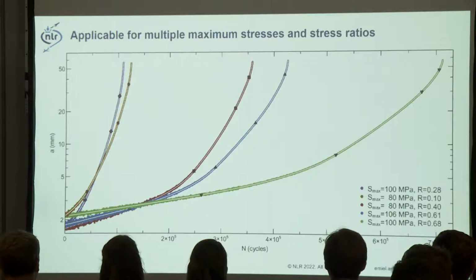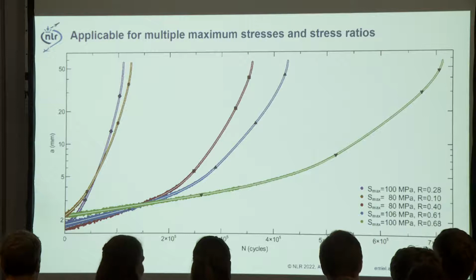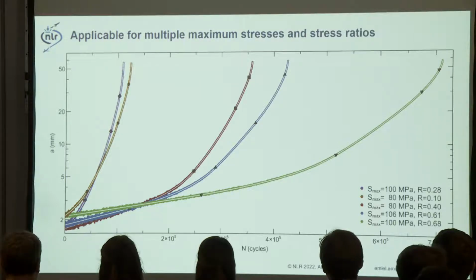Here you can see 5 different specimens with different maximum stresses and different stress ratios. So we again can fit directly each curve, and you can see the white line in the curve. It's the fit, and the symbols in the curve are the points where the slope is changing. So we can fit each curve, also at small crack lengths, exactly. The colored curves consist of data points from the potential drop. So it's applicable for multiple maximum stresses and multiple stress ratios.